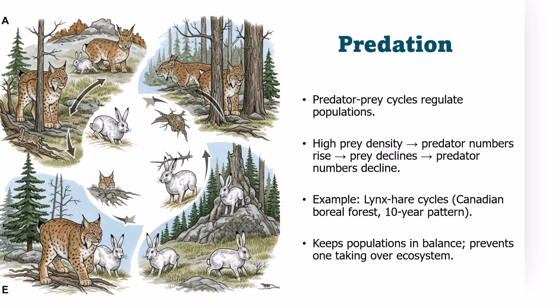When hare numbers expand, lynx thrive, feeding easily, but soon overpredation and food limits drive hare numbers down, causing the lynx population to follow. Prey rebounds as predation pressure eases and the cycle repeats. These oscillations show how predation stabilizes ecosystems, preventing prey overpopulation while sustaining predator numbers. This balance reduces resource exhaustion, highlights interdependence, and exemplifies nature's built-in population regulatory system.